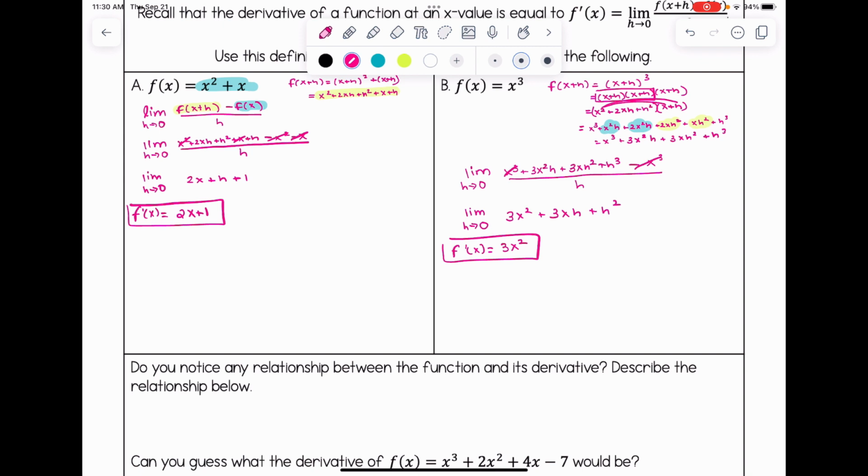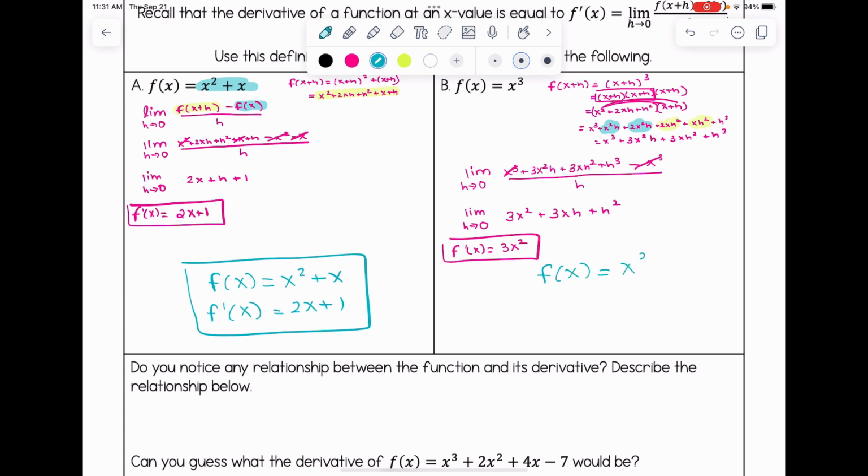Now it says, do you notice any relationship between the function and its derivative? And we're going to describe the relationship below. So in A, the function was x squared plus x, and the derivative was 2x plus 1. Okay, so let's notice something here. Take a look at this. In B, f of x was x cubed, and the derivative was 3x squared. So what I would suggest you do is at this point, pause the video, see if you can notice any relationship between the function and the derivative. When you think you have an idea, then you can unpause the video and continue watching.